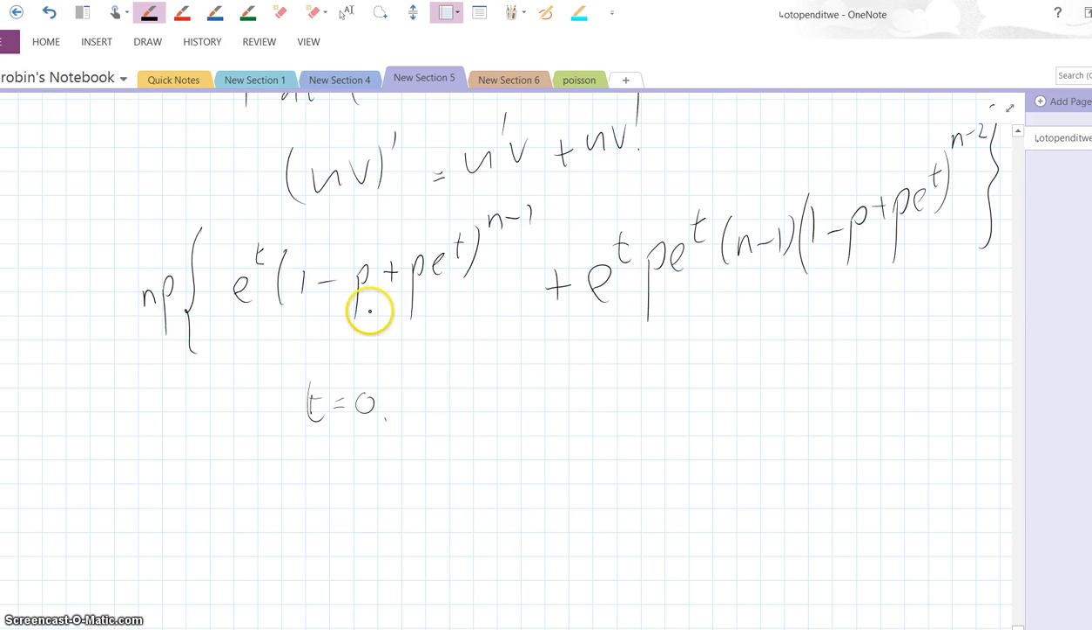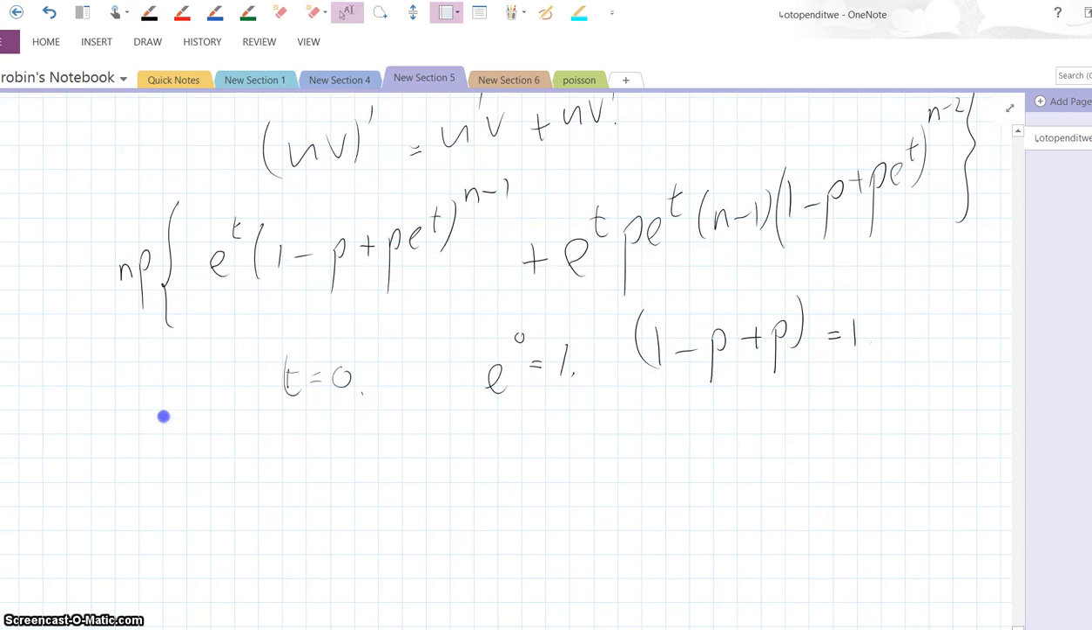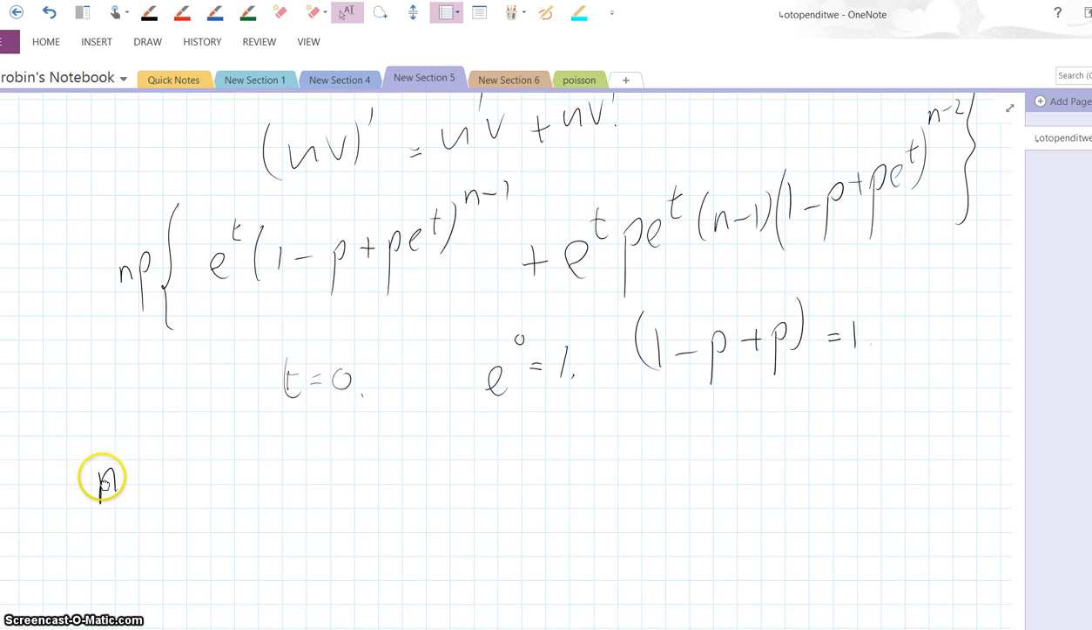Now what we do is we say t equals 0, and that's got a couple of consequences. The first thing is that e to the 0 equals 1. So this thing in the brackets will turn into 1 minus p plus p times 1, which is just equal to 1. So that's that bracket there and this bracket here. And the exponential terms vanish as well, which is nice. So what have we got? np times e to the t is just 1. Oh, that's just 1, isn't it? Plus p (n minus 1).